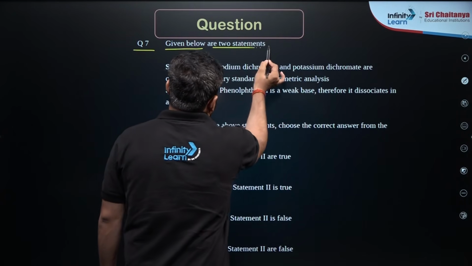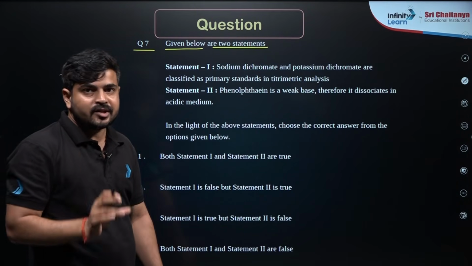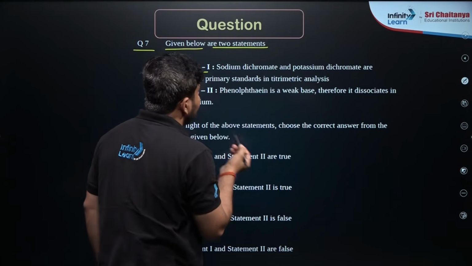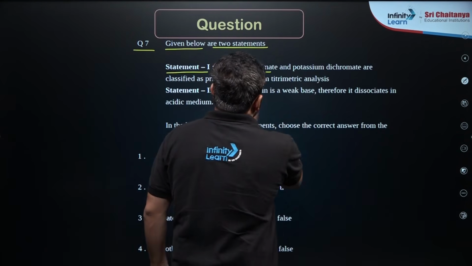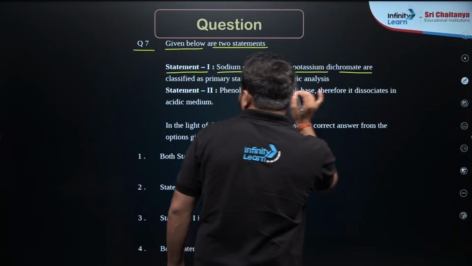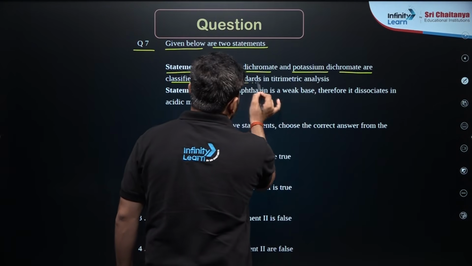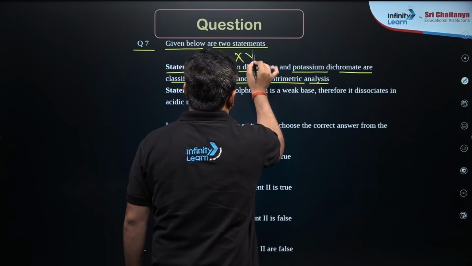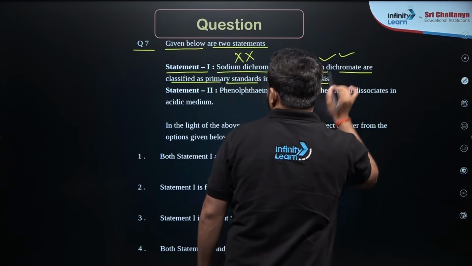Given below are 2 statements. Here, how many statements are given? 2 statements are given. Statement number first, what is given? Sodium dichromate and potassium dichromate are classified as primary standard in the titration analysis. This one we are not using, please remember this one. Only this one we can use.